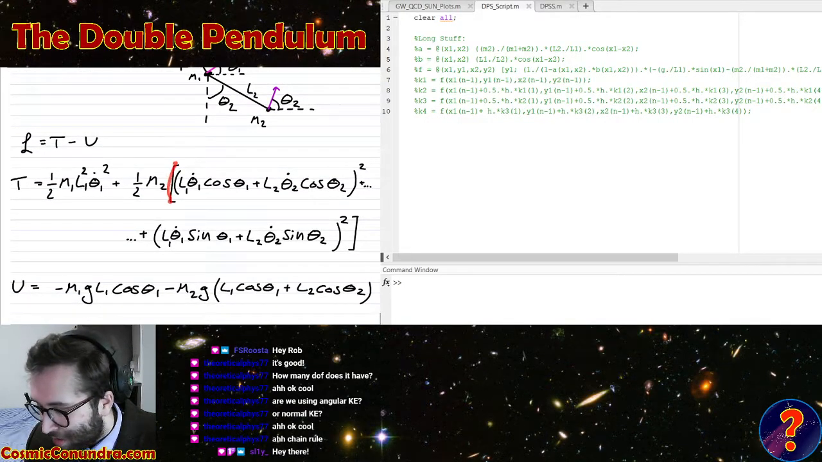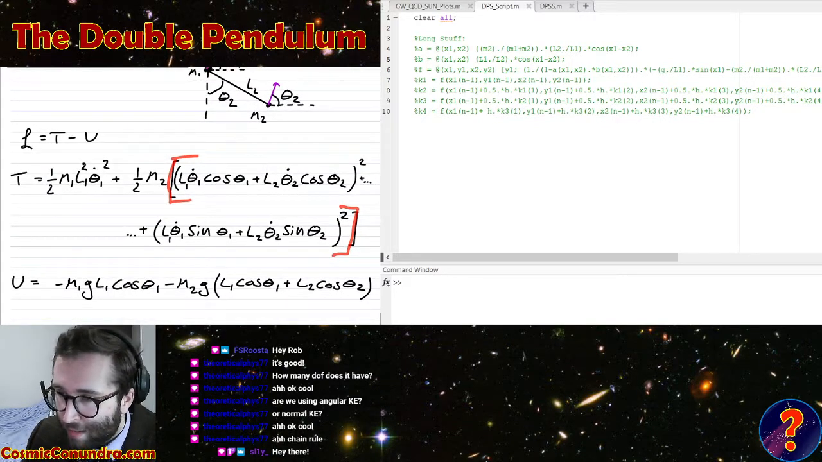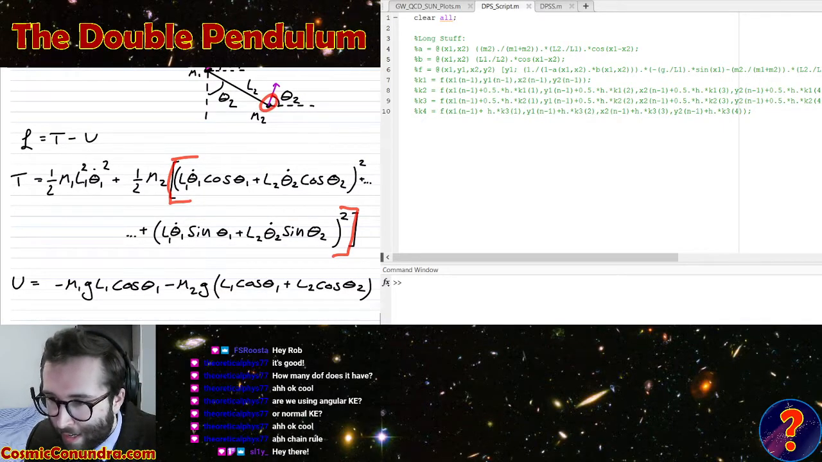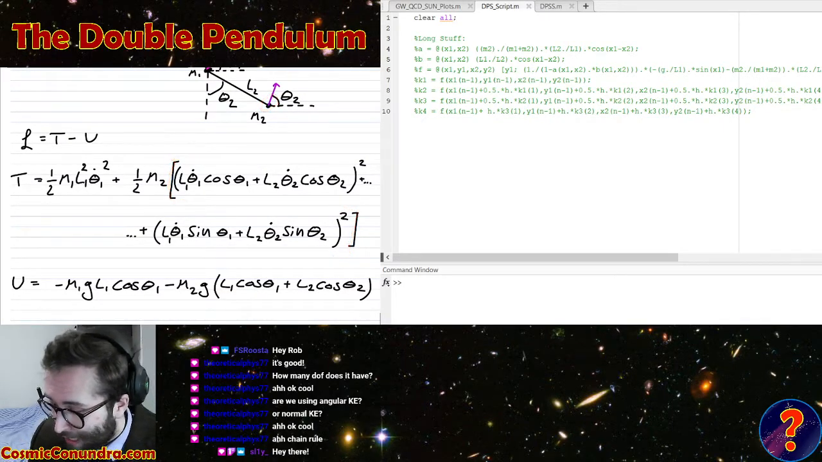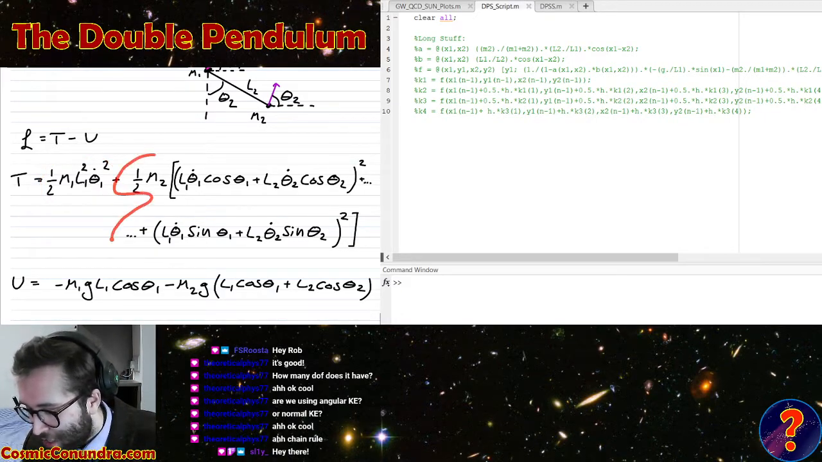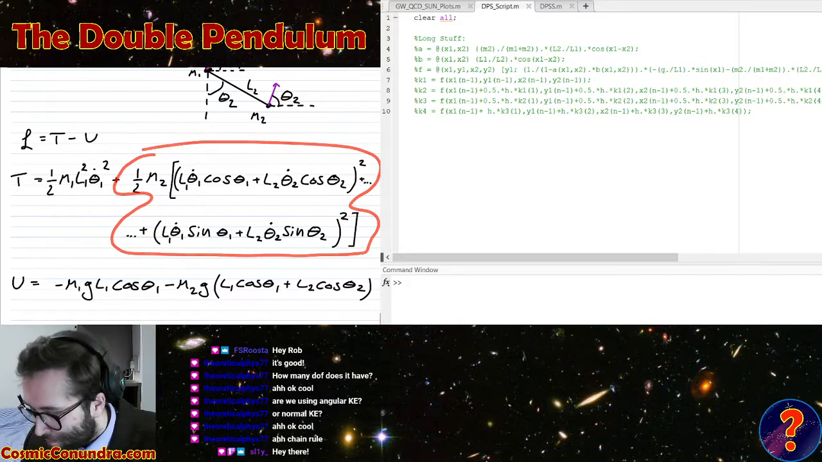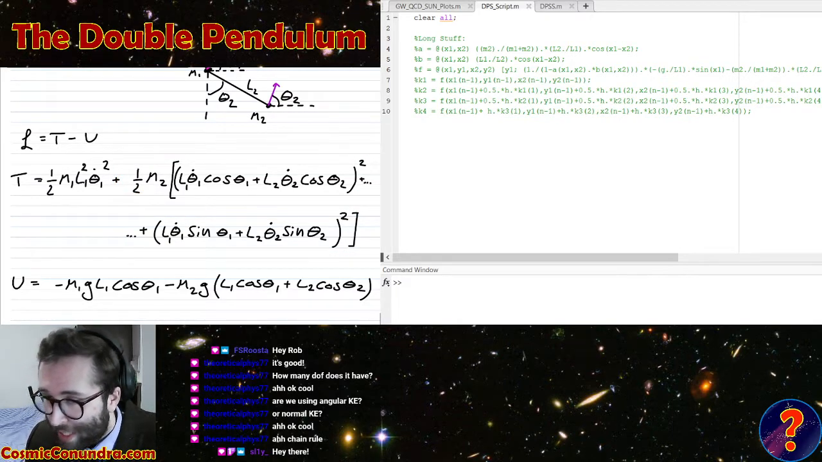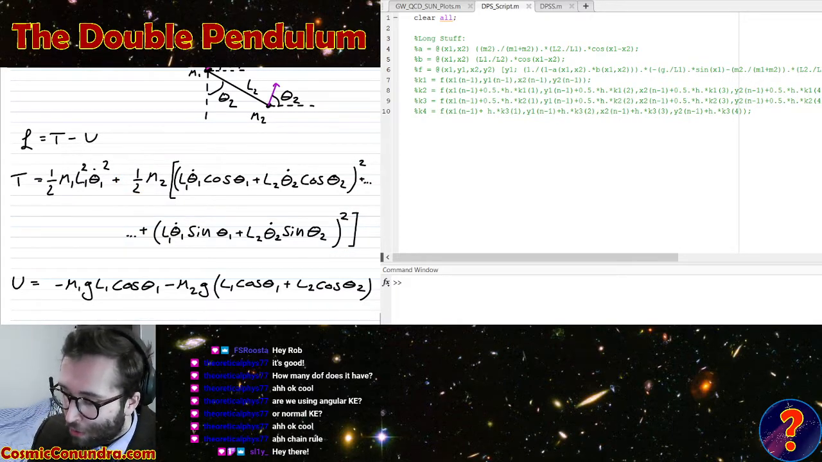And this is the expression. So this expression in the square bracket is the total linear speed squared of this second mass. Okay? So that's its overall kinetic energy. The kinetic energy of the first mass, and then the kinetic energy of the second mass. So now you just need the potential energy, which is more straightforward to get.